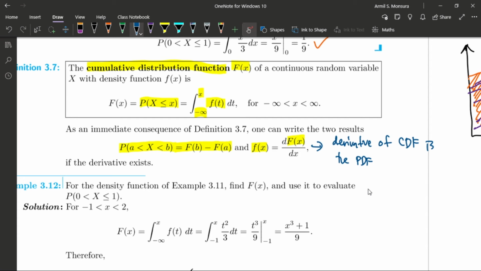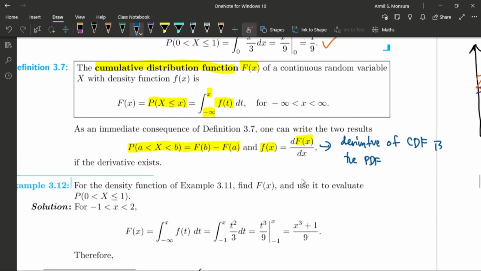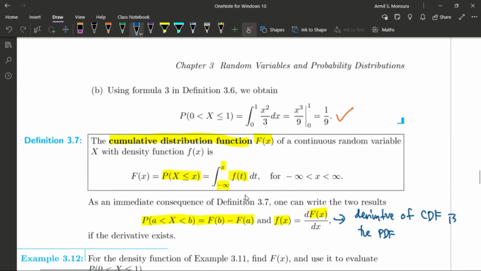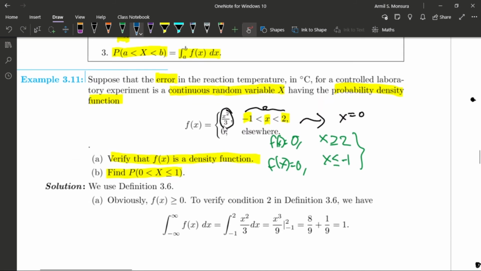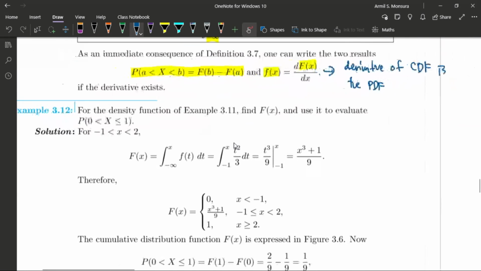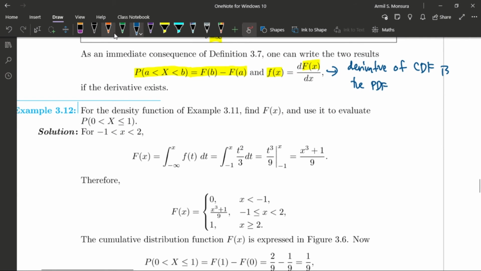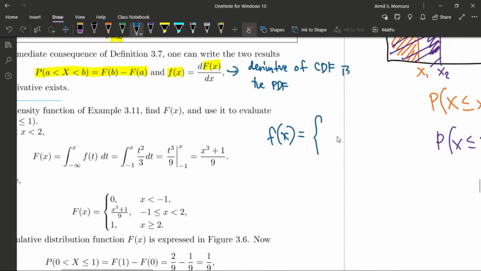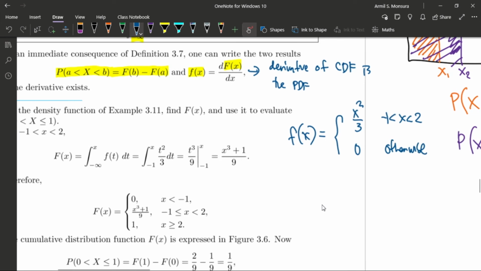Okay? So, let's try it on this example. So, for the density function of example 3.11, ito yung ating function. Again, we'll write the PDF here. So, f of x equals x squared over 3 for x greater than -1 and less than 2. Okay? And 0 otherwise.